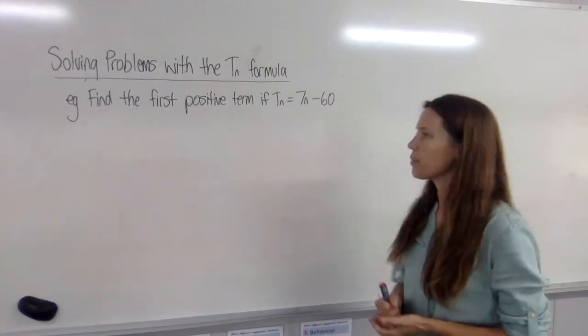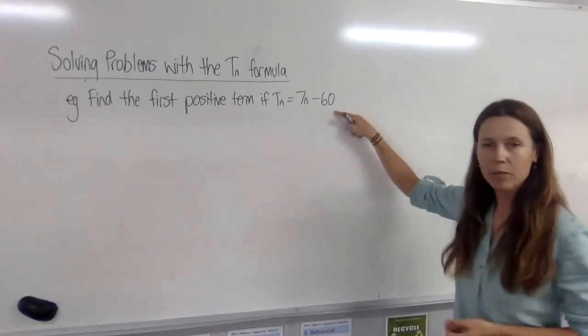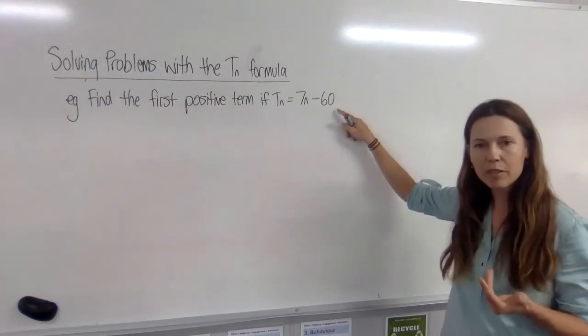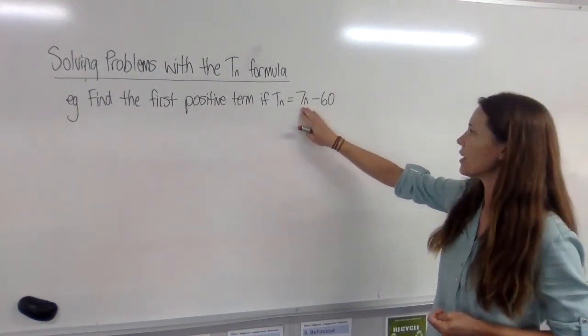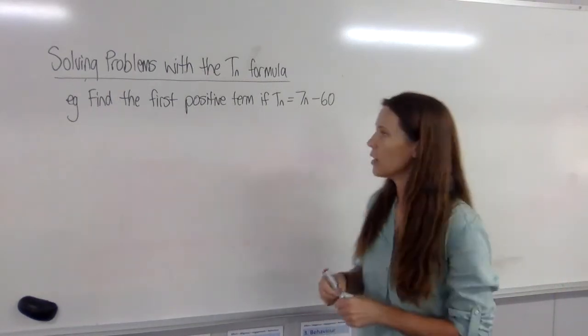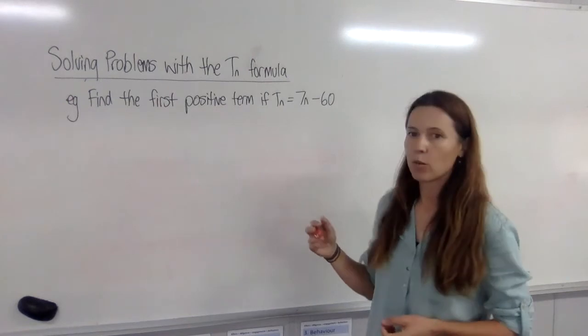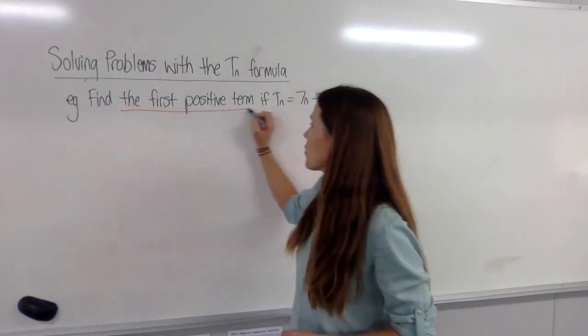And this question's similar. It says find the first positive term if we have a sequence specified like this. Now this is similar to the last one. Obviously the terms are going up by 7. But we're starting on quite a small number, so there'll be some negative terms and then there'll be a positive one. We're not asked to find which term. We're asked what the term is. We want to find the first positive term.